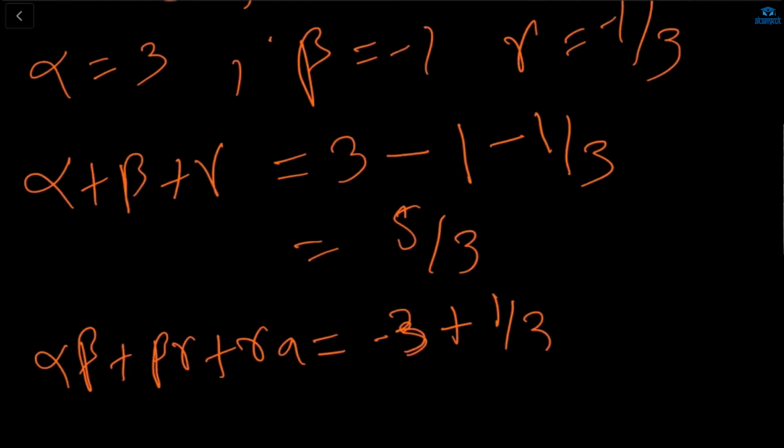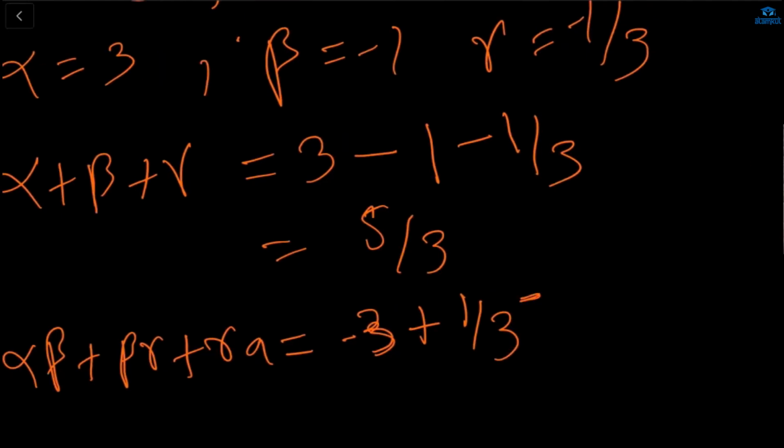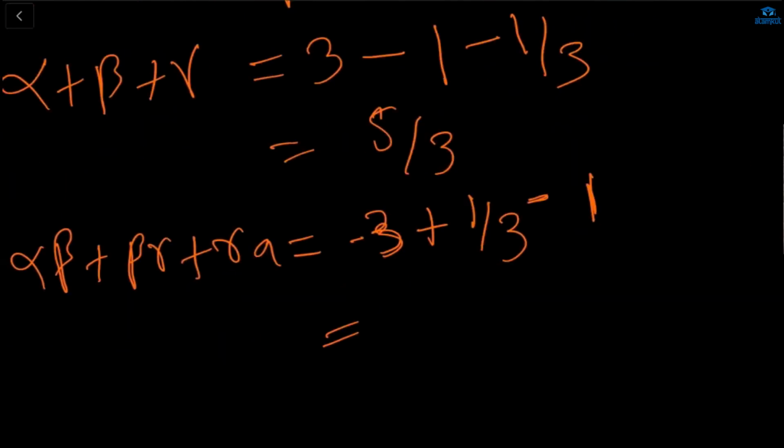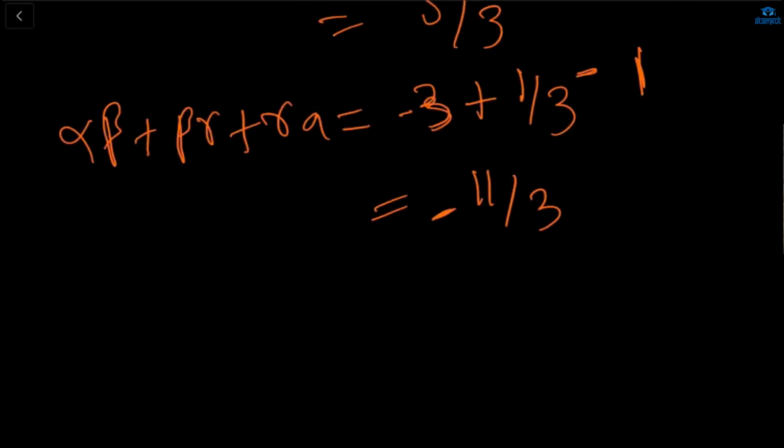Okay. Now another will be minus 1. So the whole thing will be minus 11 by 3. Okay. Now the third thing will be alpha.